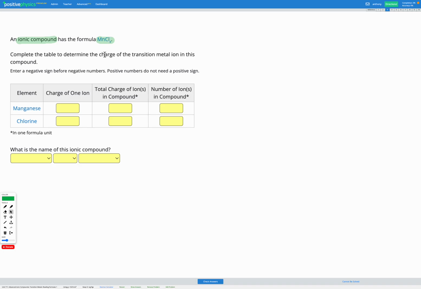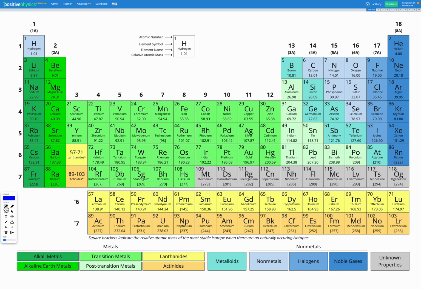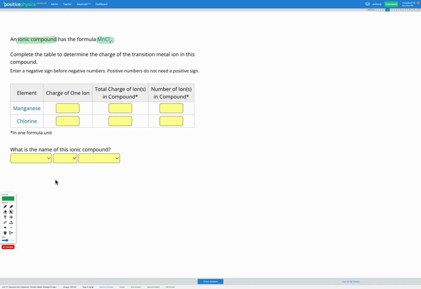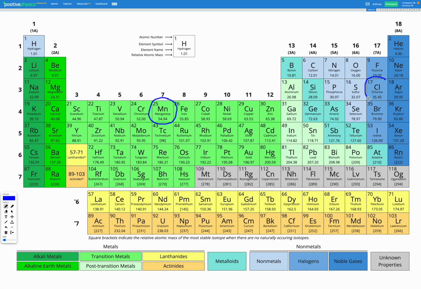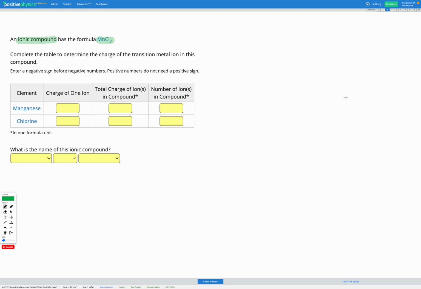So first, let's go to our periodic table and find these elements, manganese and chlorine. So manganese is here, symbol Mn. Again, we can see it's in that transition metal block, so we don't know the charge just by looking at it. Our other element is chlorine. So here's chlorine, Cl. Chlorine is in group 17. So we know the charge on chlorine is going to be 1-. Okay, so we've got chlorine with a minus, and then we also have manganese, which is Mn, but we don't know the charge on that yet.